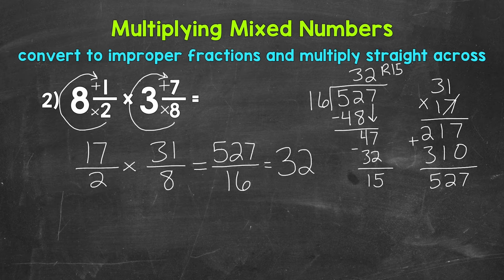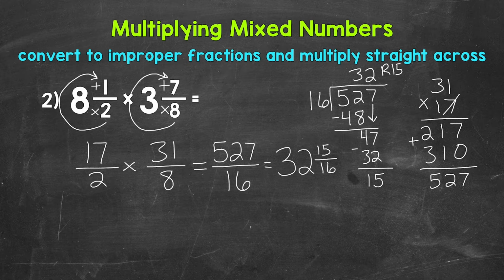So that's the whole number of our mixed number. And then we have a remainder of 15. So that's the numerator of the fractional part. And then we keep the denominator of 16 the same. So we get 32 and 15/16. We can check to see if we can simplify the fractional part of the mixed number.